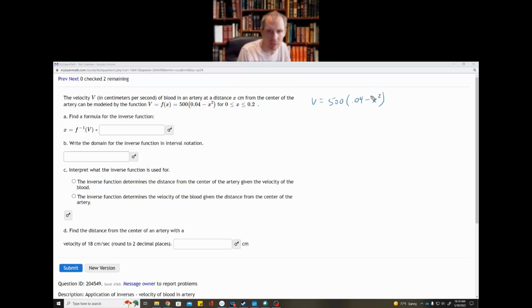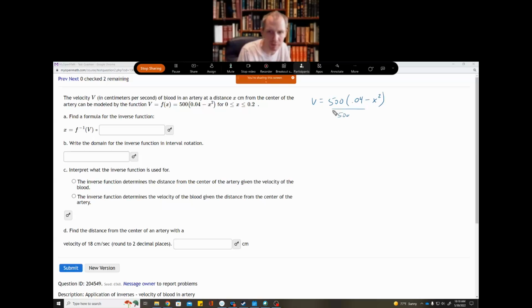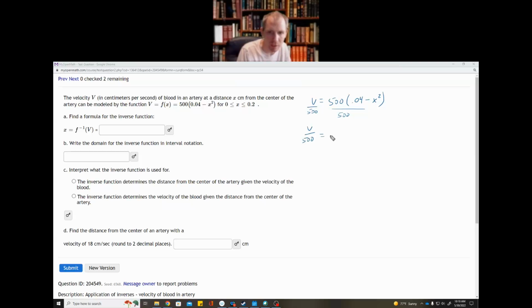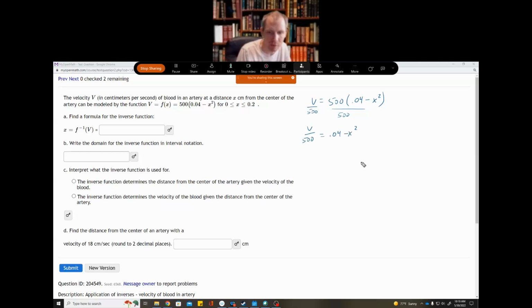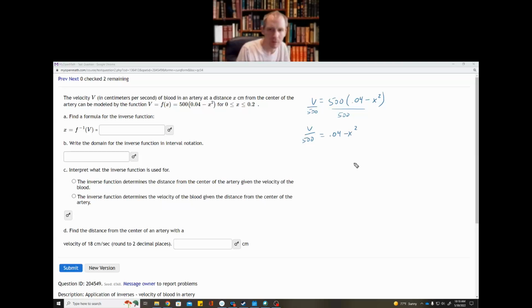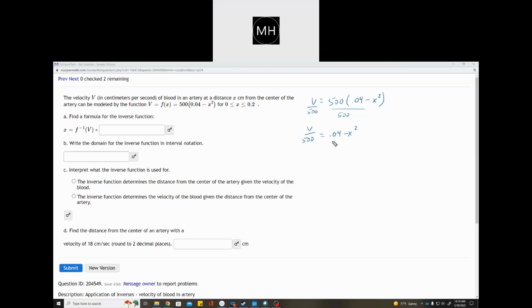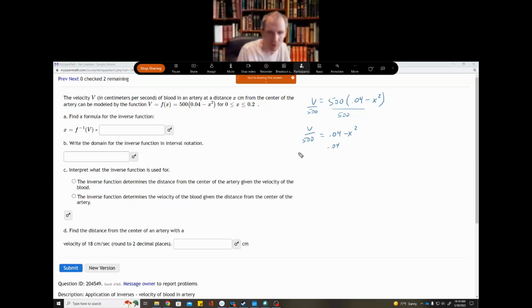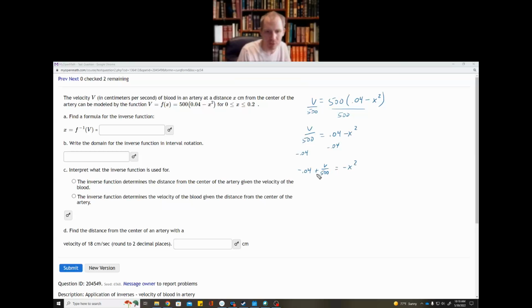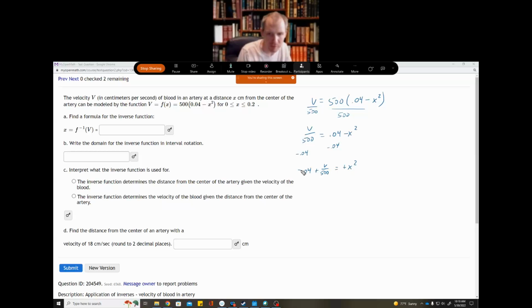So what I want to do is algebraically solve this for x, right? So we can start by dividing both sides by 500. So v over 500 equals 0.04 minus x squared. Okay, I want to get the x by itself, so I want to peel away the extra layers. So I subtract 0.04 from both sides. Okay, so negative 0.04 plus v over 500 is negative x squared. Maybe multiply both sides by -1.